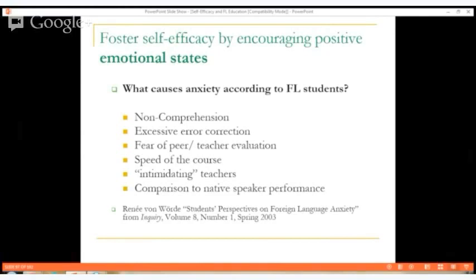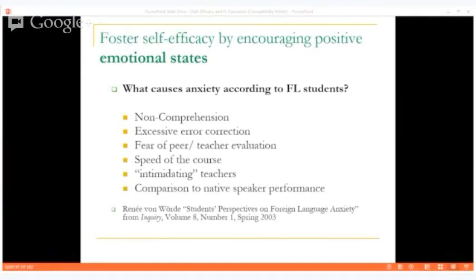Excessive error correction. Any error that's spoken in the classroom has to be corrected. That's something that I think teachers feel and is absolutely not the case. It depends on the context. Fear of peer and teacher evaluation. So it's the idea of non-debilitating feedback. The speed of the course, these intimidating teachers. Comparison to native speaker performance. This idea that, you know, these students are not native speakers and they never will be, and that's okay.